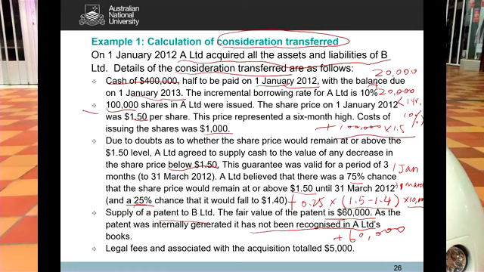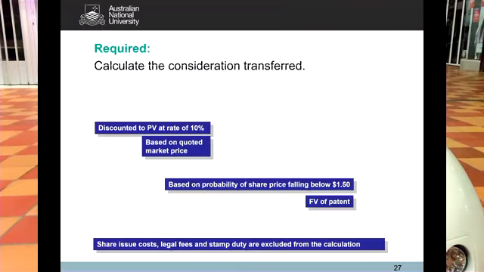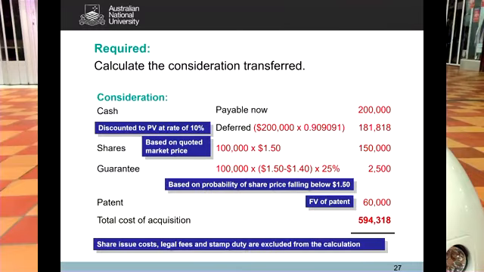Okay, there's another item. Legal fee associated with the transaction would be 5,000. Shall we include that into consideration? No. Even though that's directly attributable to the acquisition, we don't include it into the consideration transferred because that's not the consideration that the acquiree is going to receive. Okay? So we just add up all the things we have discussed.